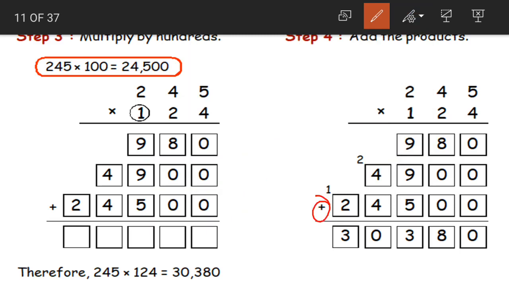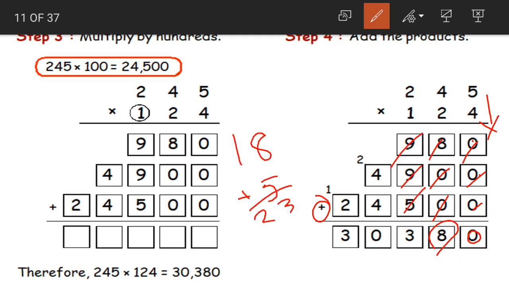Let us start adding. From which place do we add children? From the ones place. 0 plus 0, 0. Again 0 plus 0, 0. Now tens place, 8 plus 0, 8. Again 8 plus 0, 8. Now in the hundreds place, 9 plus 9, 18. 18 plus 5 becomes 23. Yes, so 3 here, 2 carried.